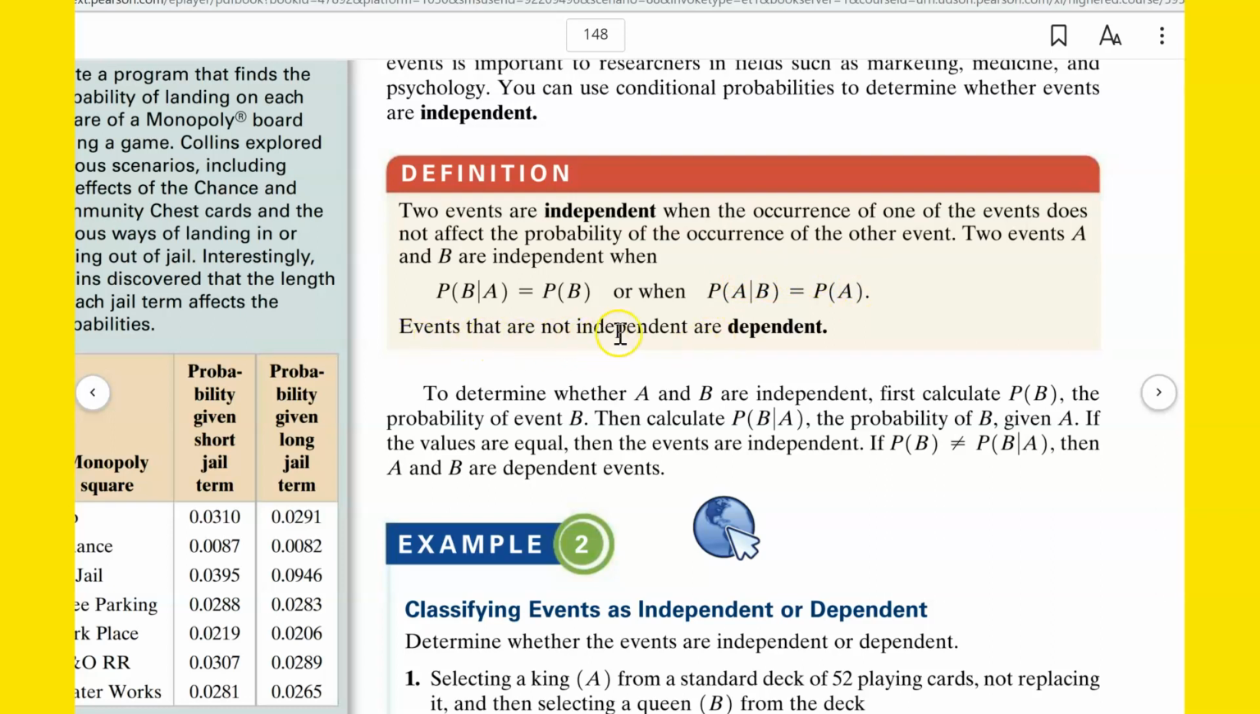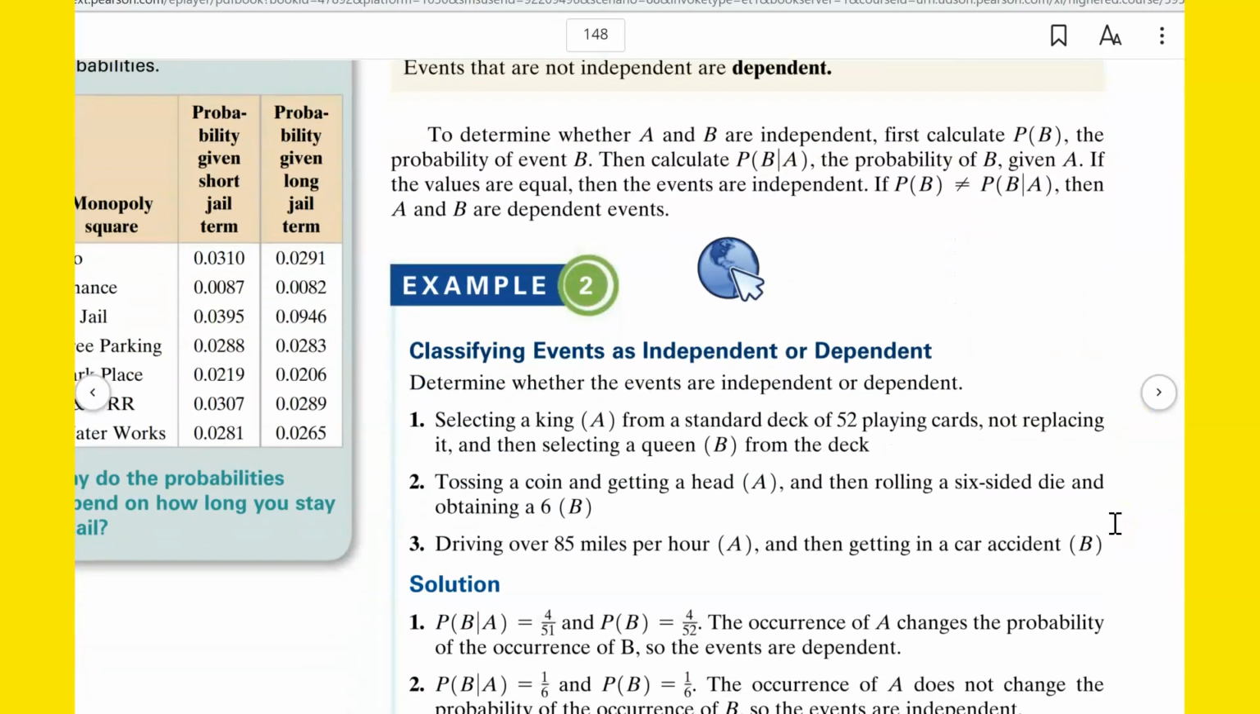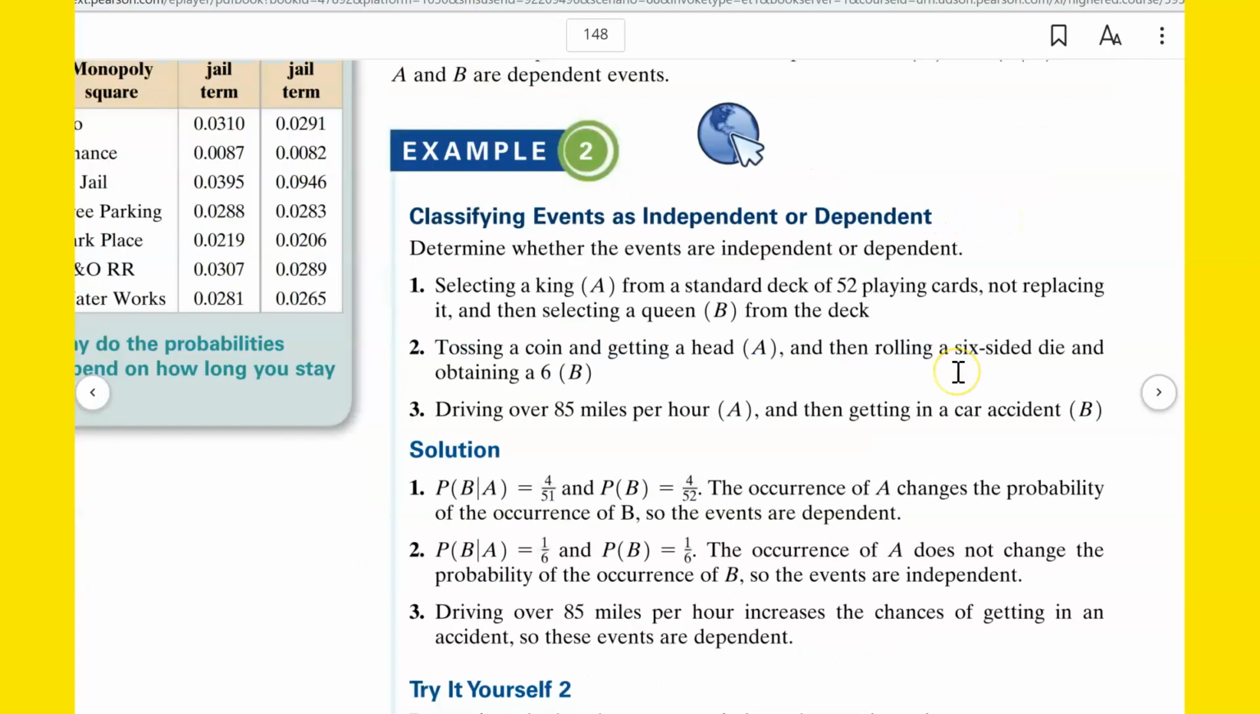All right, events that are not independent are dependent. So when the probability of B given A is not equal to the general probability of B, then those events are dependent, not independent, because somehow there's an effect going on between them. To determine whether A and B are independent, first calculate the probability of B, then calculate the probability of B given A. If they're not equal, then they're dependent. If they are equal, they're independent.